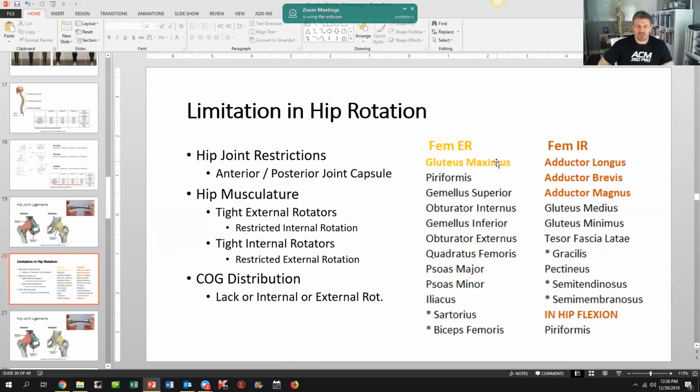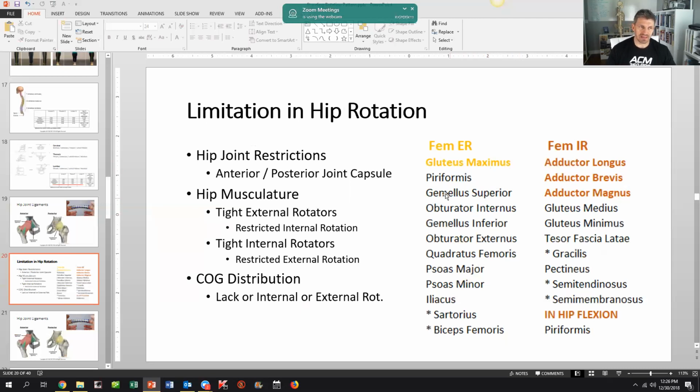It's usually in superior acetabulum impingement, where the head of the femur slams up into the acetabulum and the labrum of the socket. So you can start thinking that glute max may be tight. Glute max is a strong external rotator. It's a hip extensor as well.